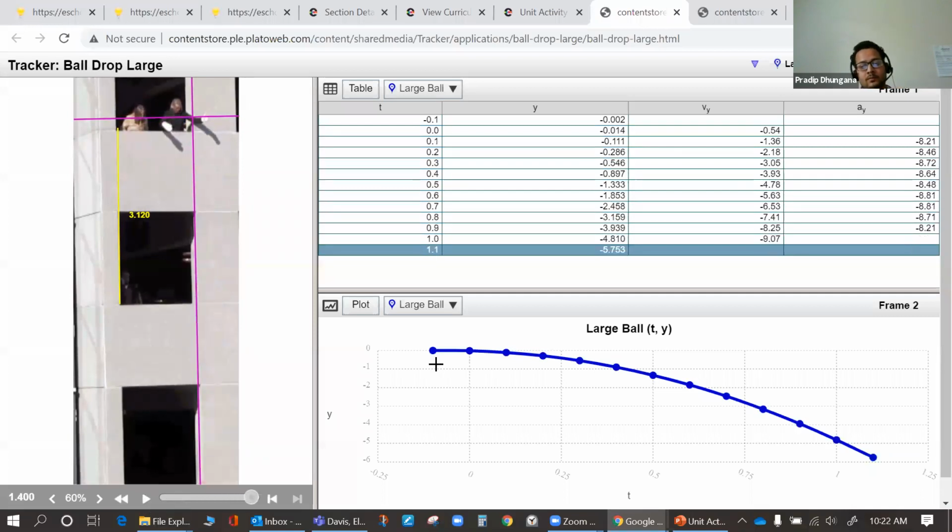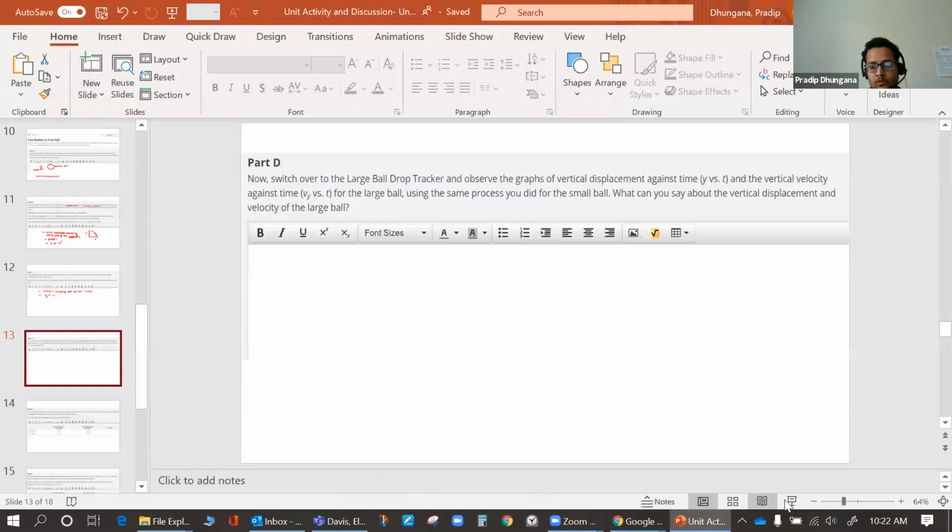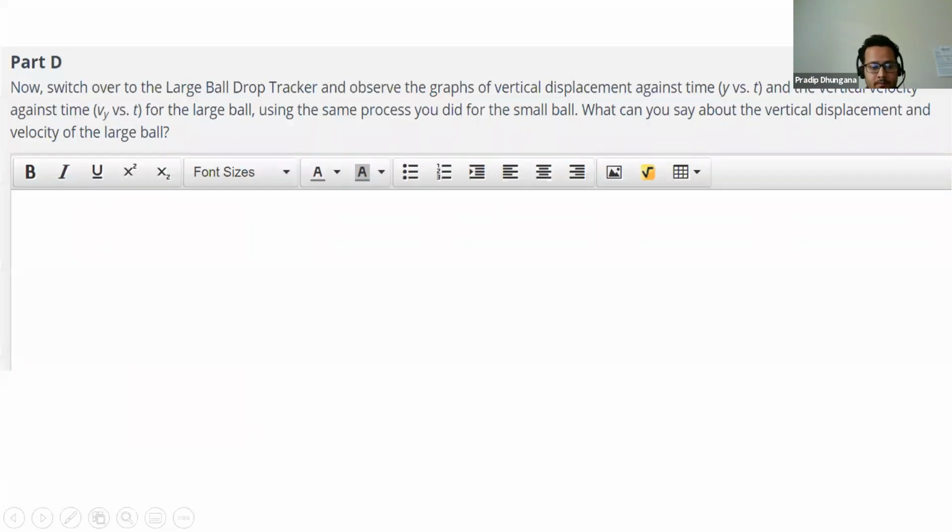So you can see here, the vertical displacement versus time graph. This is a parabolic shape, exactly the same as the small ball. And now let me replace y with Vy. And this is linear. So we did not see any difference, okay? So all the mathematical relationships for the small ball and large ball are the same. So you can write that. So we didn't see any difference.